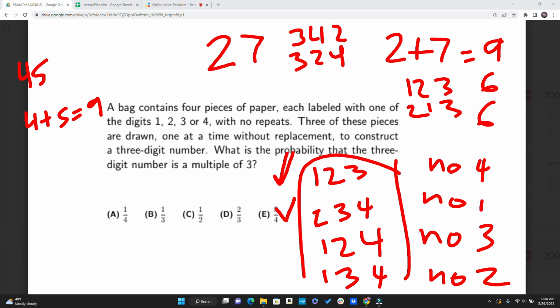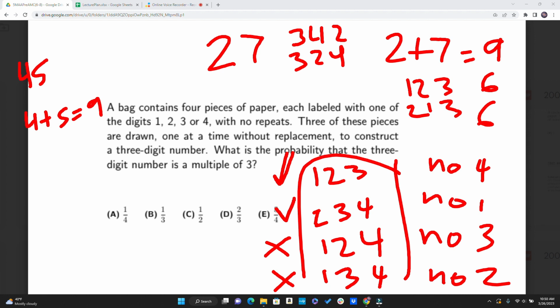Okay, now we have 1, 2, 4. 1 plus 2 is 3, plus 4 is 7. 7 is not a multiple of 3, right? That case doesn't work. And lastly, we have 1, 3, and 4. 1 plus 3 is 4. 4 plus 4 is 8. 8 is not a multiple of 3 either. So when we have 1, 3, and 4, we won't get a multiple of 3.